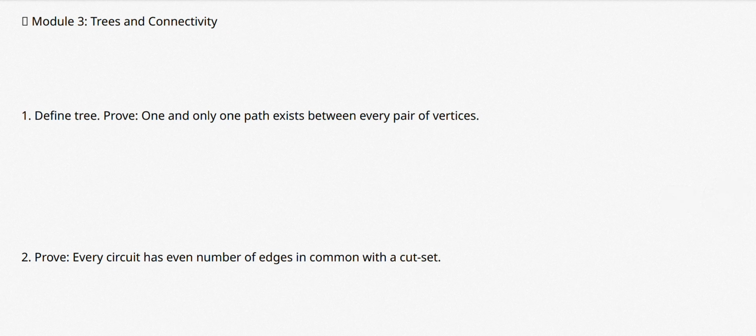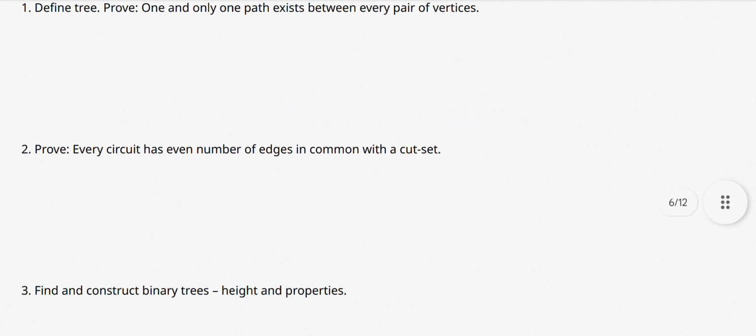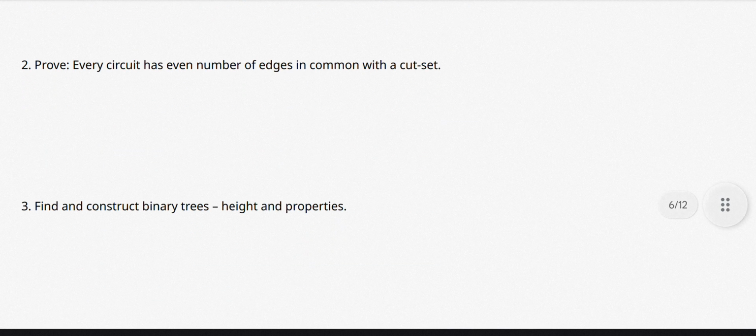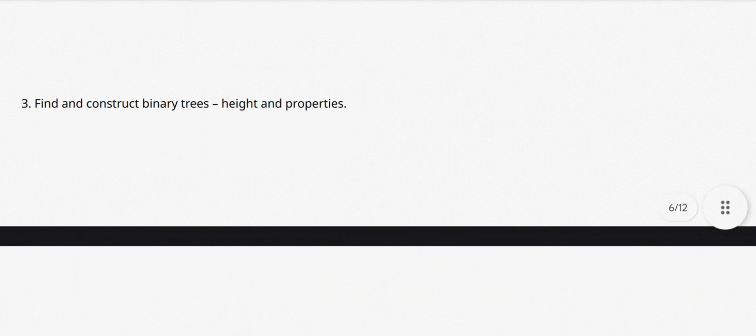Next, third module, trees and connectivity. First question, define tree and prove that one and only one path exists between every pair of vertices. Second question, prove every circuit has an even number of edges in common with a cut set.